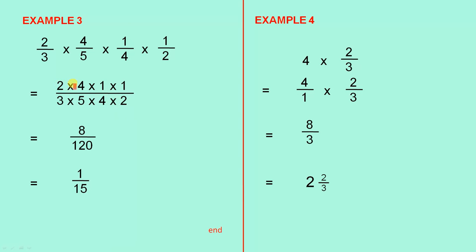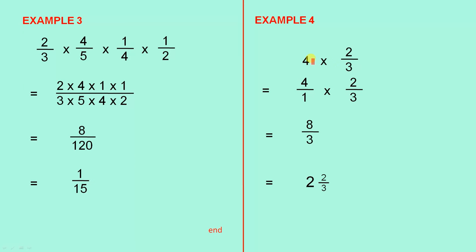When you multiply the numerators together, that gives you 8. When you multiply the denominators together, that gives you 120. So if we divide top and bottom by 8, that can be simplified to 1 over 15.